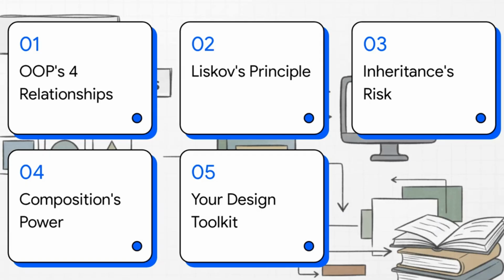So, here's our game plan. We'll start by stocking our design toolkit with the 4 core ways classes can interact. Then we'll cover a golden rule for using them, called the Liskov Substitution Principle. We'll look at a super common trap you can fall into with inheritance, and then the elegant way out using composition. Finally, we'll wrap it all up so you know exactly which tool to grab for the job.